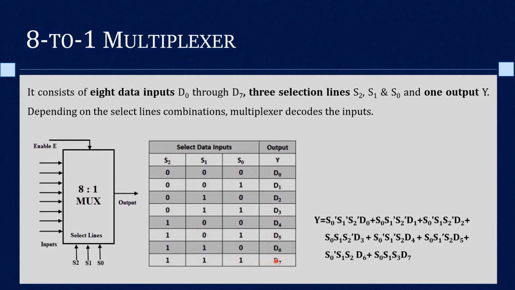Now we can form the corresponding equation for the output Y as S2 bar into S1 bar into S0 bar into D0, plus S2 bar into S1 bar into S0 into D1, plus, likewise, we can have the 8 different minterms. So we can form the equation for Y. If we know the equation for the output line, we can draw the corresponding logic diagram.